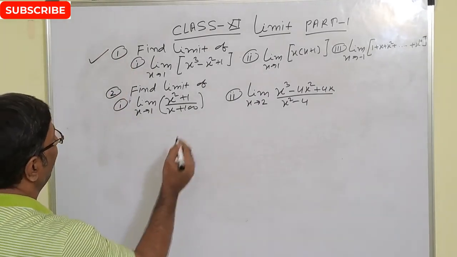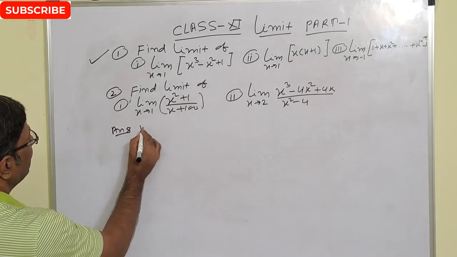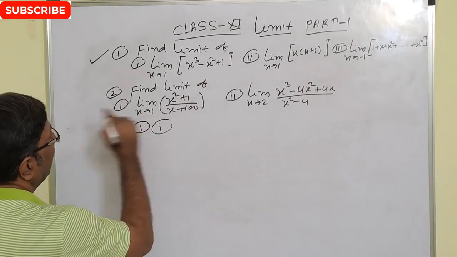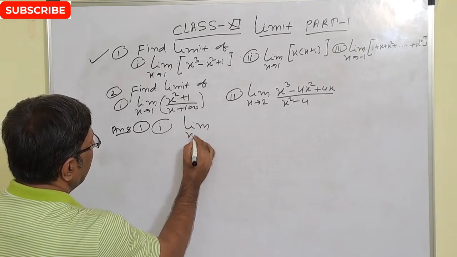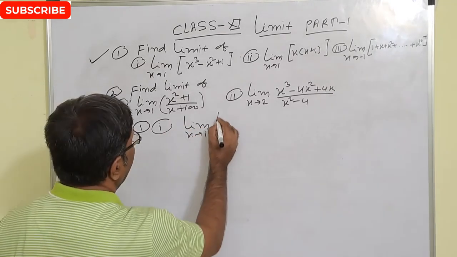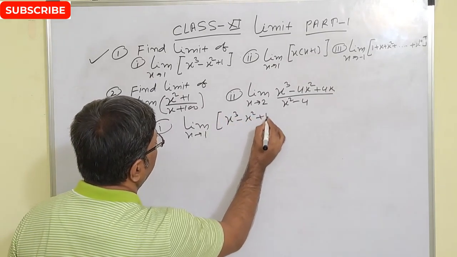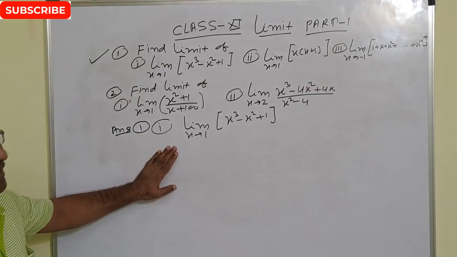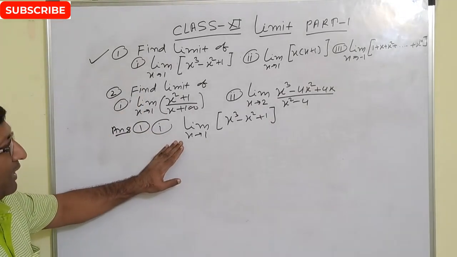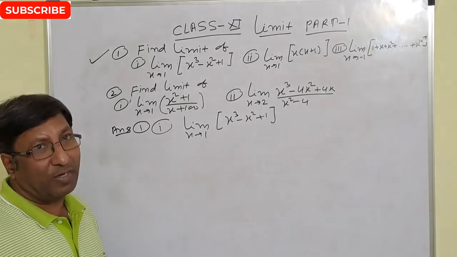Find the limit of... So the answer... First question, first part. So here the question is: limit x tends to 1 and x cube minus x square plus 1. So this is the type number 1 question. Find the limit, limit x tends to 1, x cube minus x square plus 1.